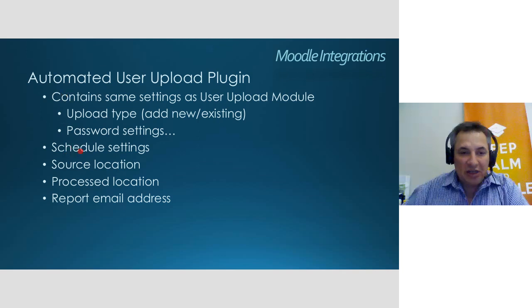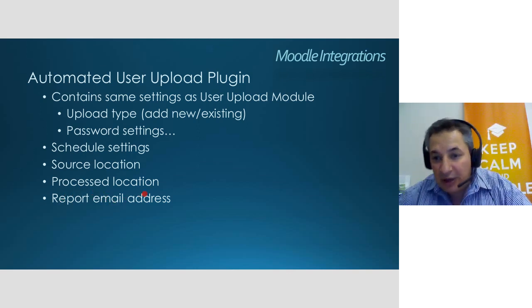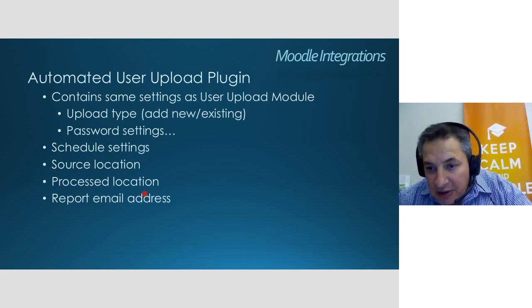In addition to that, we were able to schedule when this upload plugin was to run, and again we had to put the source location, the process location, and who would receive the email. That could be one or many emails sent out in regards to what happened overnight or what happened on the batch run. Just reading the messages.